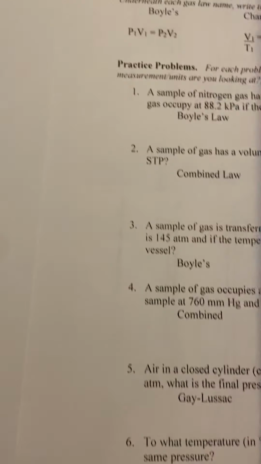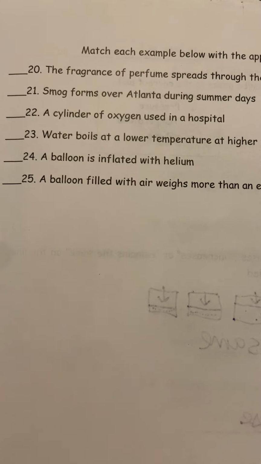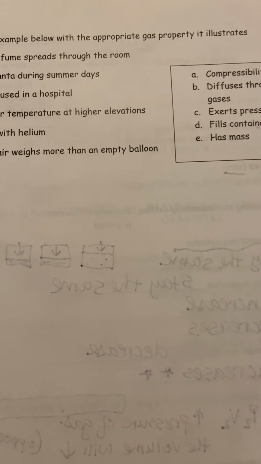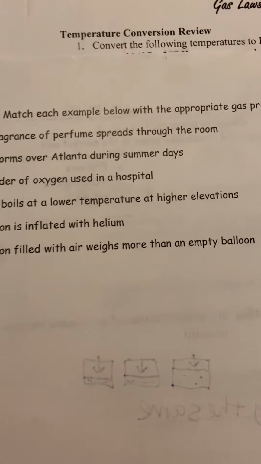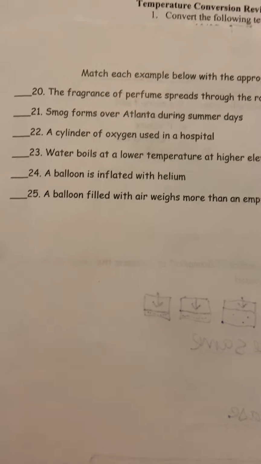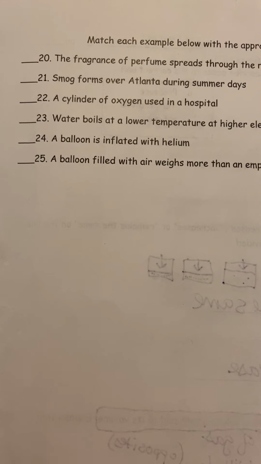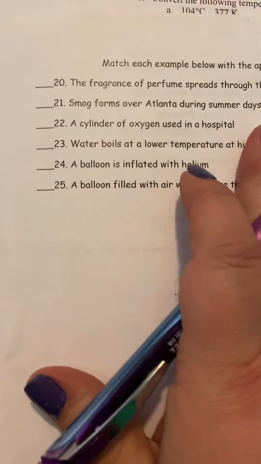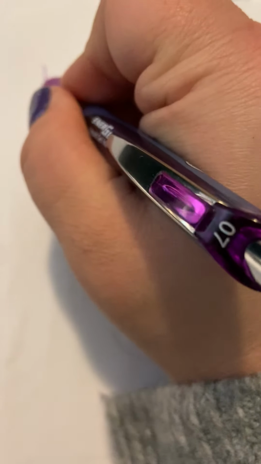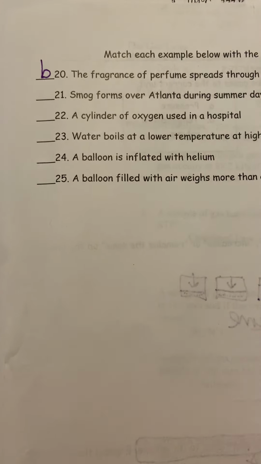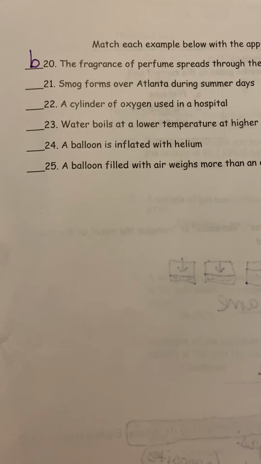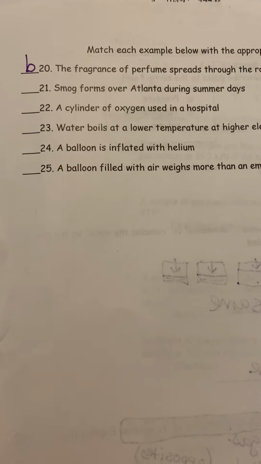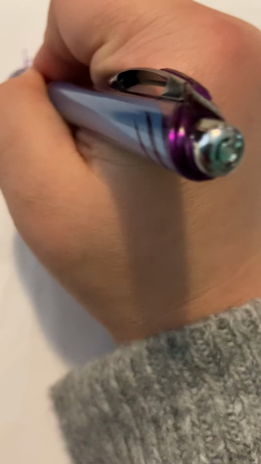Okay, flip it over. All right, match each example below with the appropriate gas property it illustrates. So the fragrance in a perfume spreads across the room. Now, we've all experienced this in class when somebody sprays something. So it diffuses through other gases. That is a perfect example of diffusion. Smog forms over Atlanta during summer days. That is also actually diffusion.